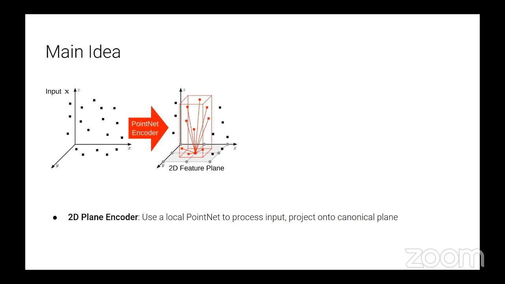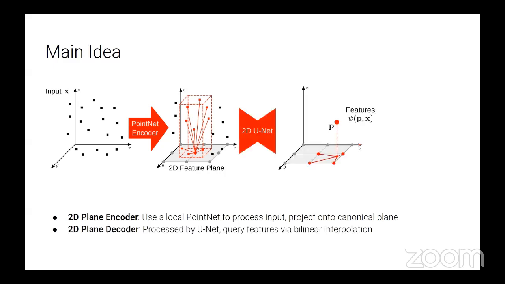From this process, we now have local information on the 2D feature plane. And then we use a 2D UNet to further process the feature plane, which integrates the inductive biases into the model. After having the processed feature plane, we can now query the feature at every 3D point in the space using bilinear interpolation in this 2D canonical feature plane.